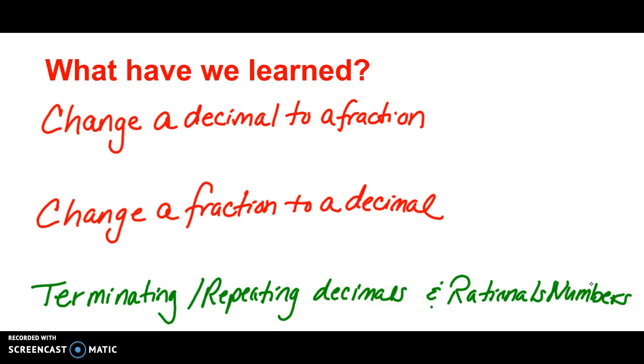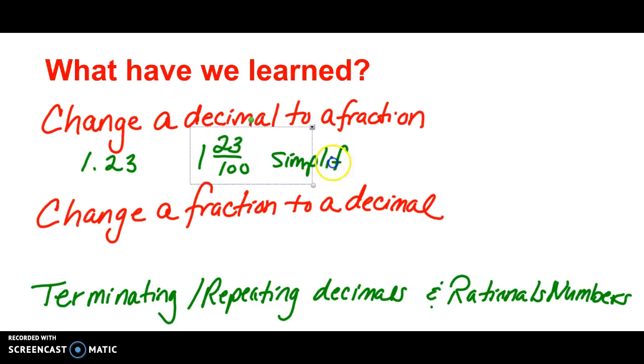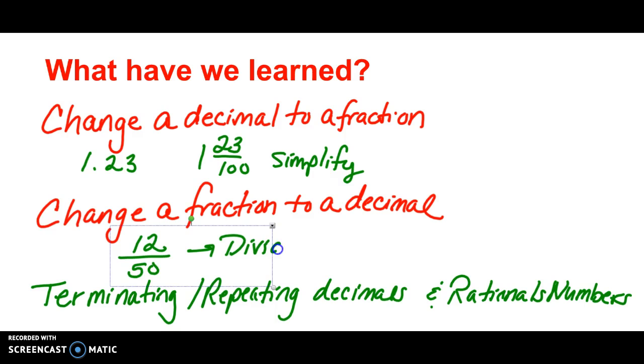So to change a decimal to a fraction, if I have 1.23, you write it as a fraction, so your whole number comes first, and then your decimal part, you get 23 hundredths, and then simplify, which is already simplified. And to change a fraction to a decimal, say you have 12 over 50. You divide the numerator by the denominator, and that's your answer. This one would be 0.24.